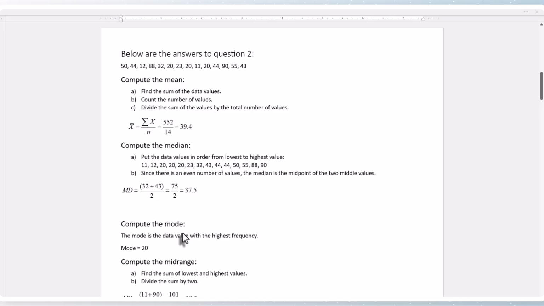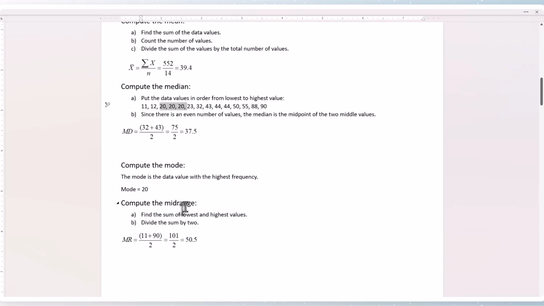The mode is the data value that occurs the most. In this case, the mode has to be 20 because it has a higher frequency than all the other numbers. And finally, the mid-range is computed by taking the lowest value, 11, adding it to the highest value, 90, and dividing by 2. And that's going to give us 50.5.